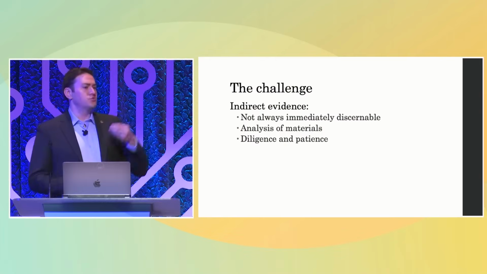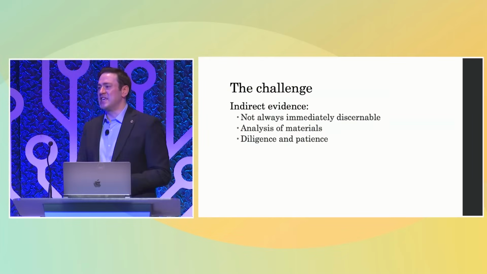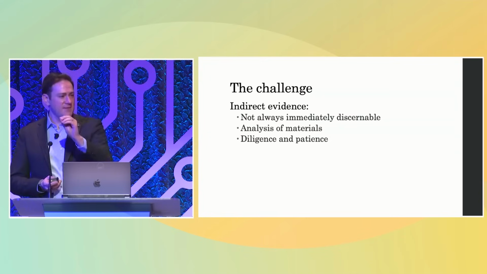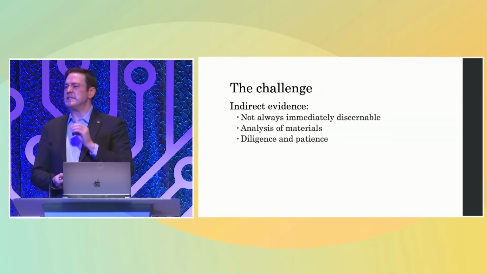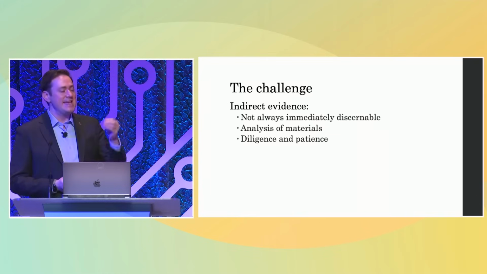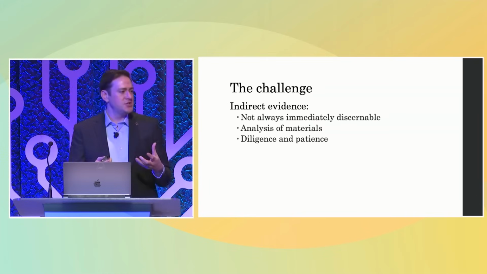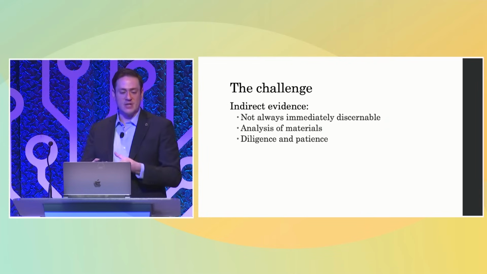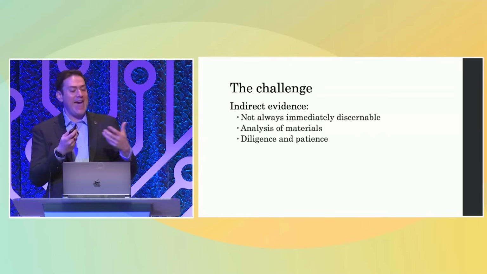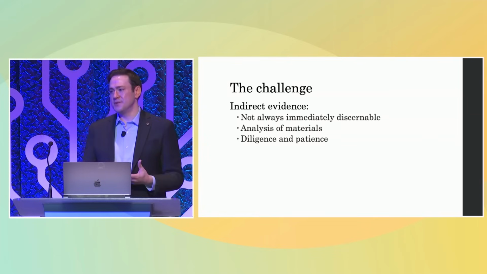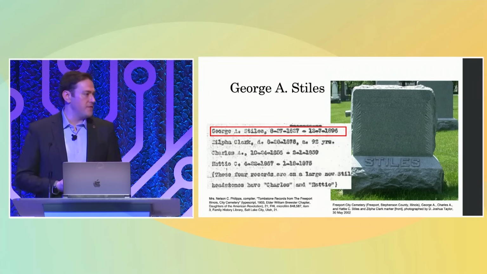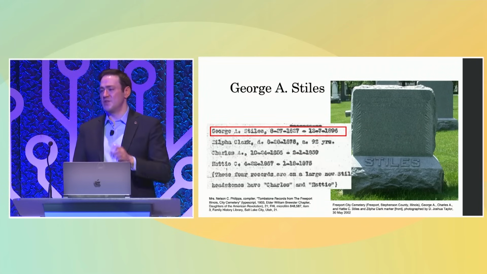The truth is that direct evidence in genealogy, that magic document that says John Smith is the son of William Smith and he was the son of John Smith and they lived here and they married who, that document rarely exists. What we deal with very often in family history is indirect evidence, where the information is not always given to us in one concrete document. Rather, our work as genealogists is to analyze what evidence we have, to look across those materials, and this requires diligence and patience.